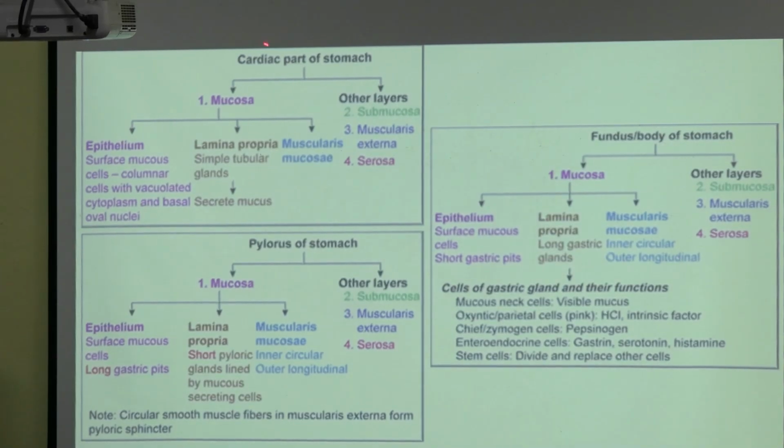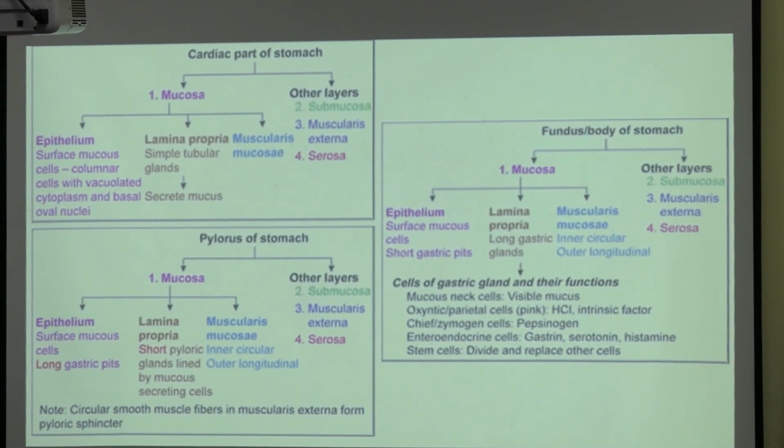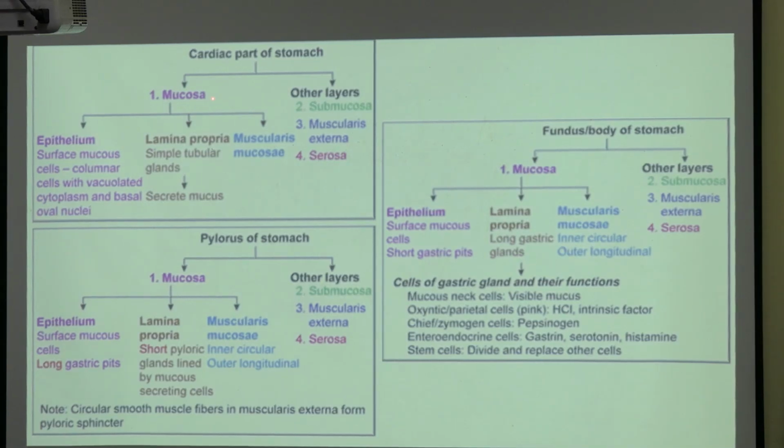Points. Here you can see the cardiac part of the stomach. In the beginning I mentioned that in most of the books, the stomach is divided into 3 parts: first the cardiac part, then the fundus or the body of the stomach, and then the pylorus of the stomach. 4 basic layers will be there, where the differences are mainly in the glands. The differences are present in the muscularis externa also. So please note it down. This is very important. This will help you to understand the differences between various parts of the stomach.